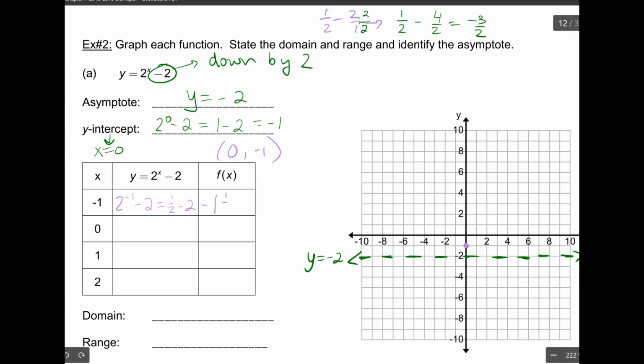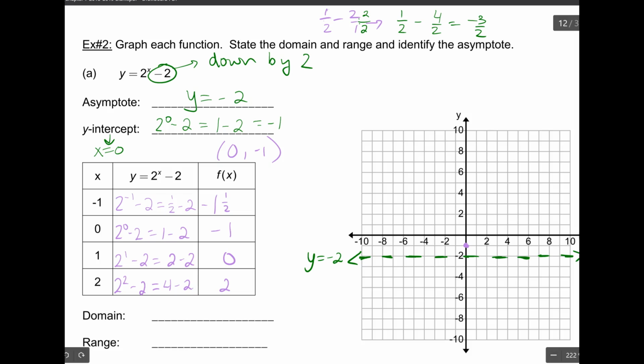So negative 1.5. Let's see, 2 to the 0 minus 2 is just 1 minus 2. It's going to be negative 1. 2 to the first minus 2 is 2 minus 2. So that's 0. 2 squared minus 2. 2 squared is 4. 4 minus 2 is 2. All right. So I'm going to go put these points.